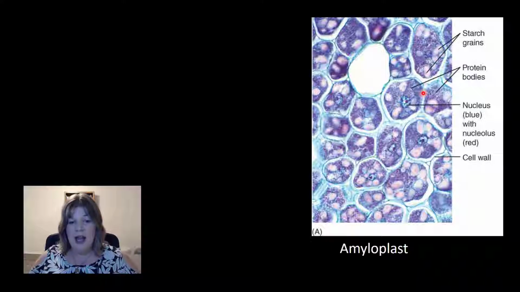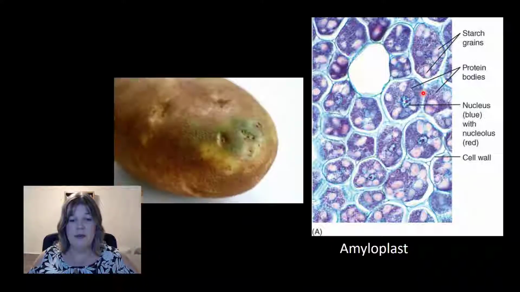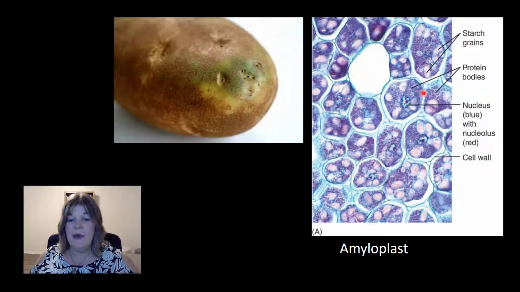If exposed to light, amyloplasts can be converted to chloroplasts. That would make this potato turn green, although the green parts wouldn't taste very good. It also increases the solanine, which is toxic.